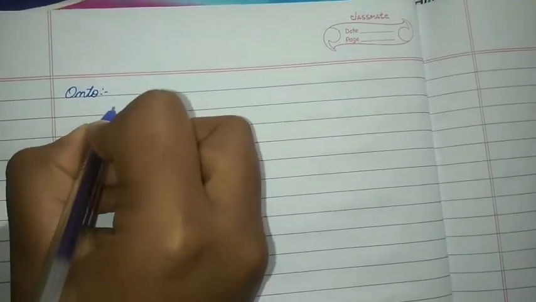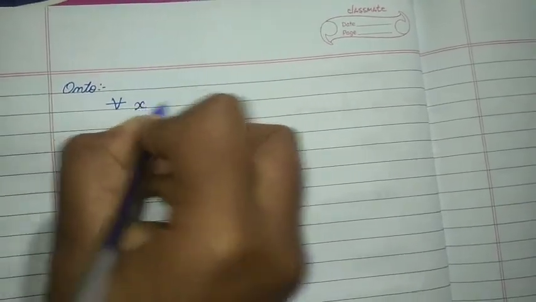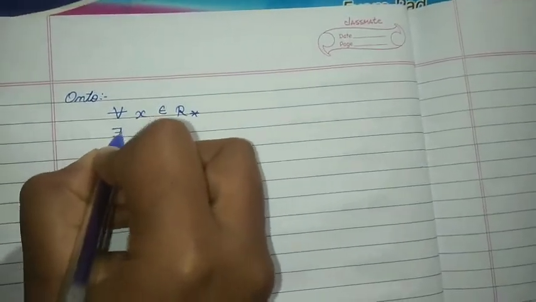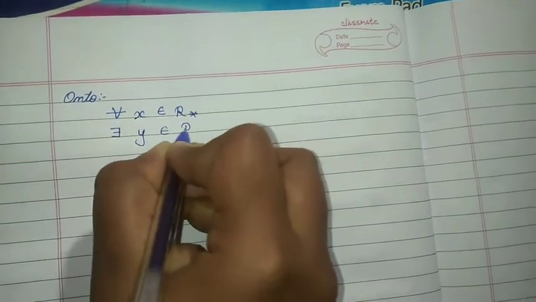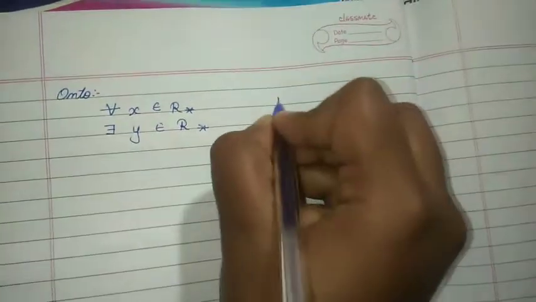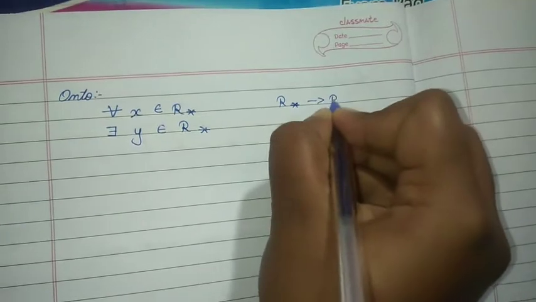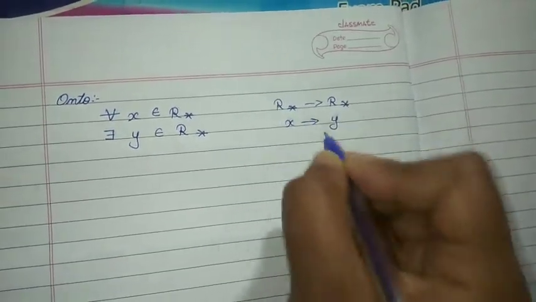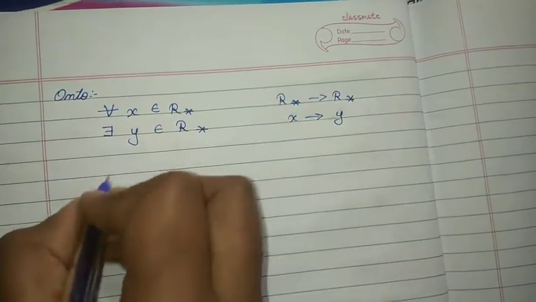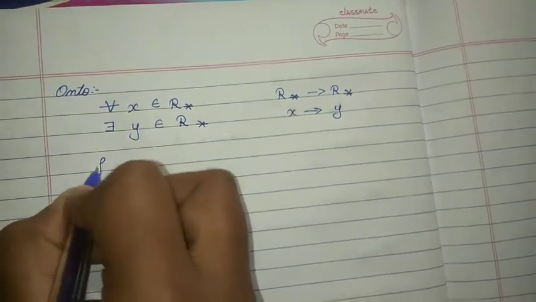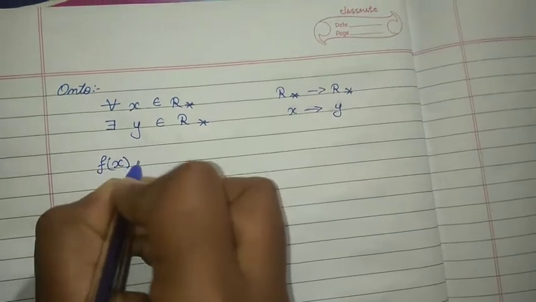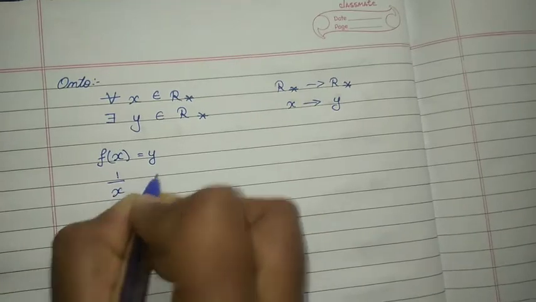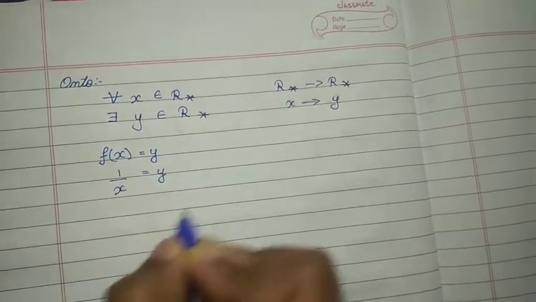For onto, we have to write: for every x belonging to R star, there exists y belonging to R star. So I'm saying like R star to R star, isn't it? I'm taking the domain as x and codomain as y. So let's start now. I'm assuming that f of x is equal to y. What is f of x? 1 by x, isn't it? 1 by x is equal to y.